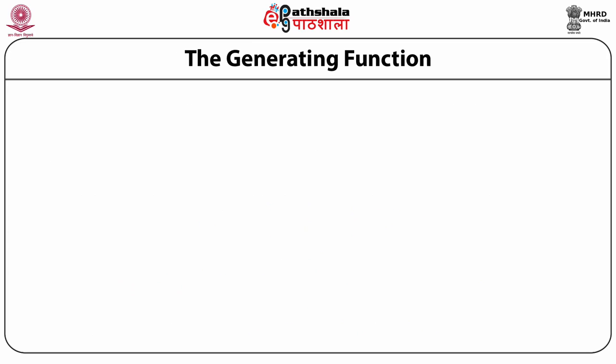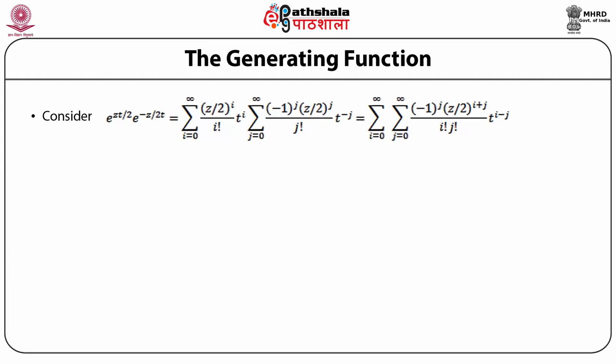We next find out the generating function for the Bessel's equations. Let us make the series expansion of the function e raised to power z by 2 into t minus 1 by t. This is equal to e raised to power zt by 2 multiplied by e raised to power minus z by 2t.